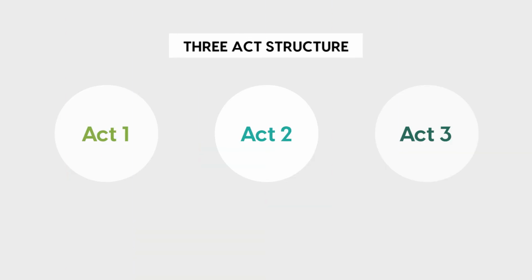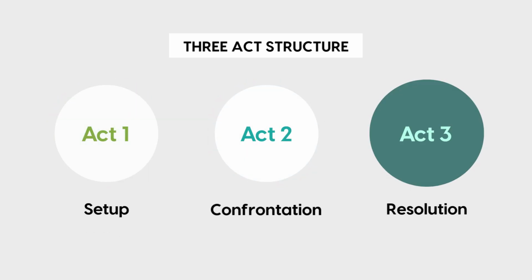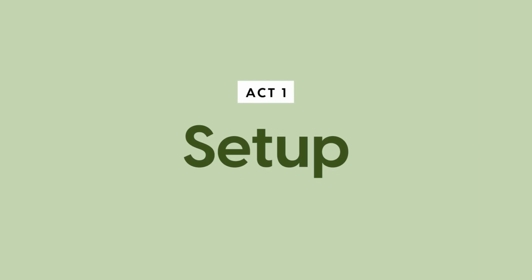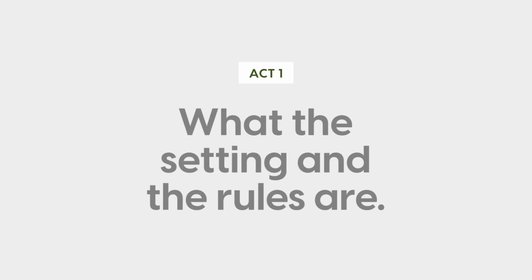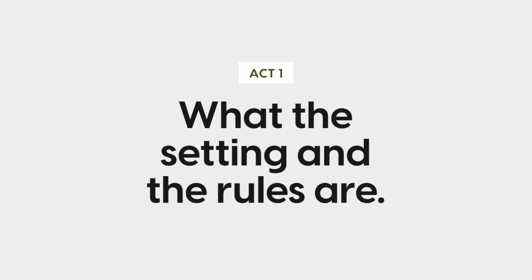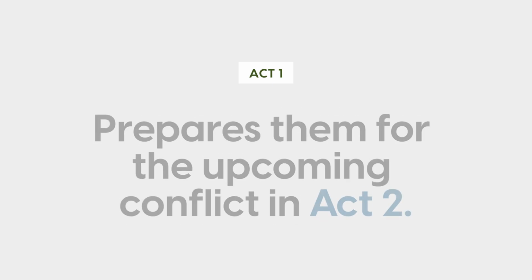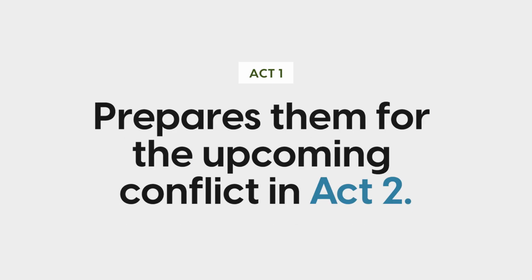The traditional 3-act structure divides a story into 3 parts or acts. You'll commonly hear them called the setup, the confrontation, and the resolution. Act 1, the setup, is where you introduce the hero, the villain, and the main conflict. It gives your audience the lay of the land, so to speak, so that they know who's who, what the setting and the rules are in this world that you've created. And it prepares them for this upcoming conflict that's going to happen in Act 2.